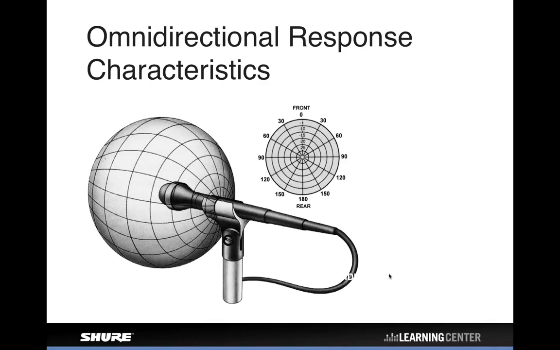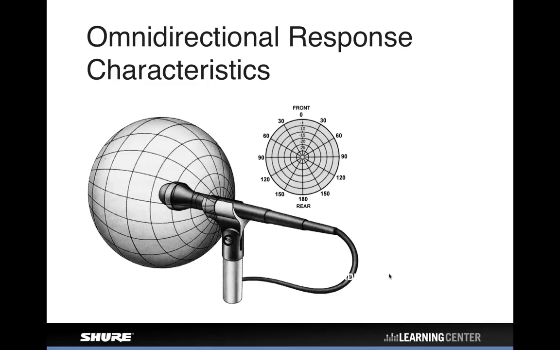The SM58 is a unidirectional microphone, meaning it only picks up sound from one direction. So again, you have to look at the actual specs of the microphone. Sometimes it's actually printed on the microphone what its pattern is. I guess that would be one way to tell by looking at the microphone, but you can't just guess.